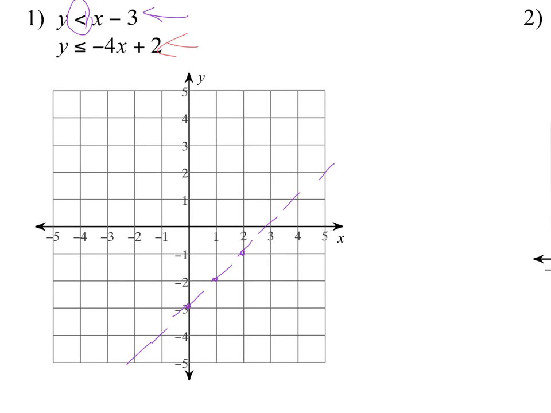On a multiple choice question, the first thing that I want to do is to see if I have any graphs that don't show this line at all. If this line is not there, that can't be an answer. That's a great way to cross some things off.